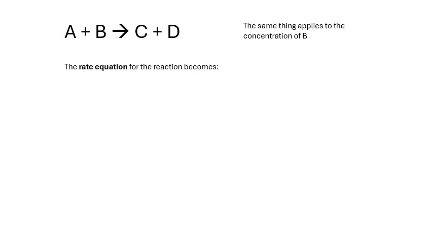Now, the same thing will apply to B. The rate of reaction may well, probably will, depend on the concentration of B. So if I want an equation for the rate of reaction, it'll probably include both of them, and it will look something like that. So the rate equals a constant, concentration of A to the power of m, concentration of B to the power of n.